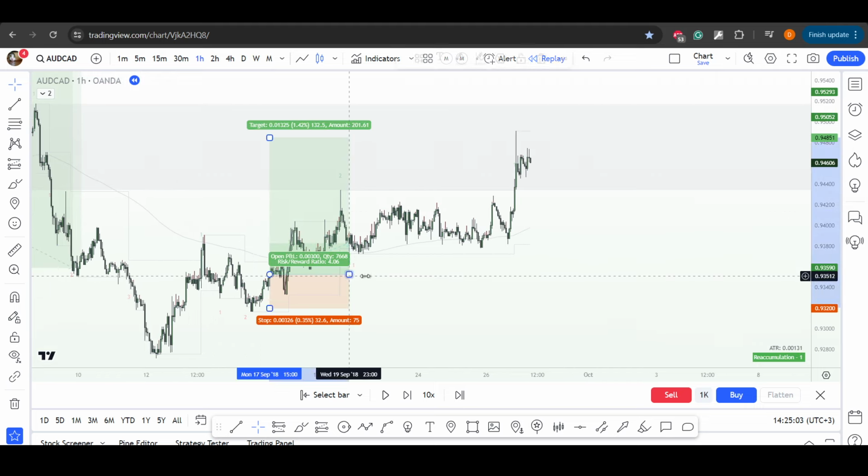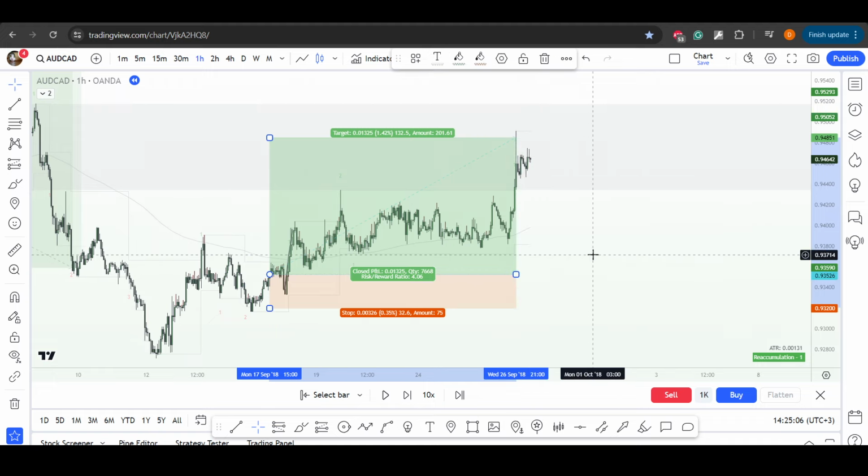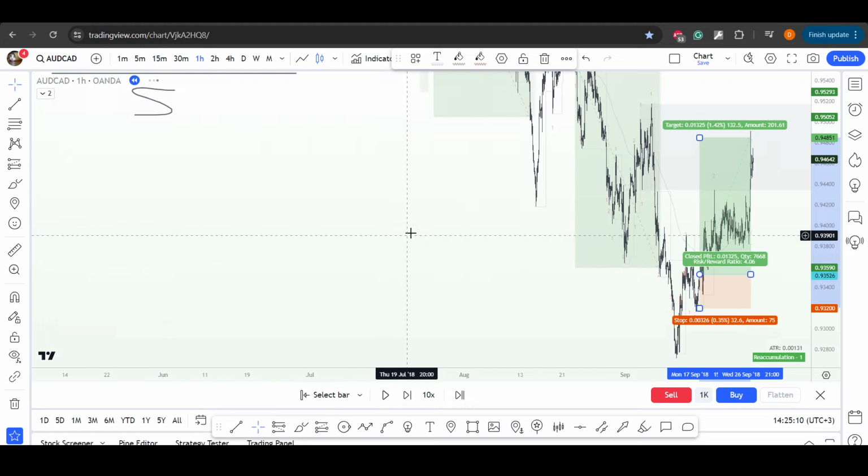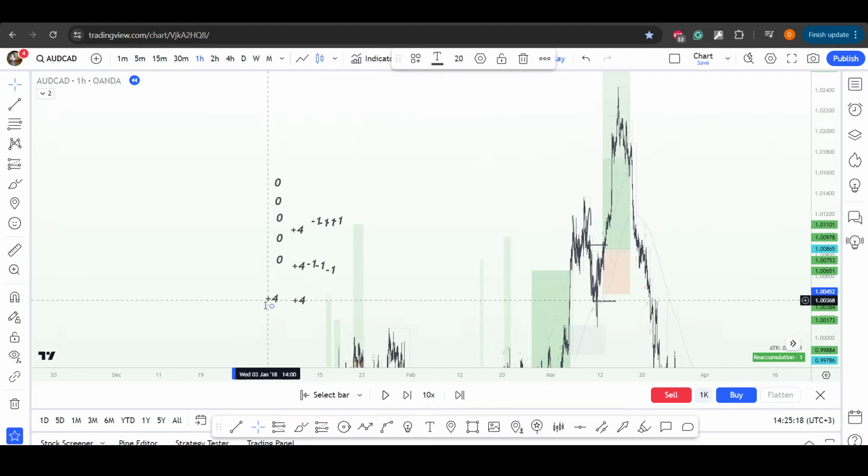Okay. Nice. I'm really happy with this trade. So this is plus 4R, let me record. I recorded one more plus 4R.